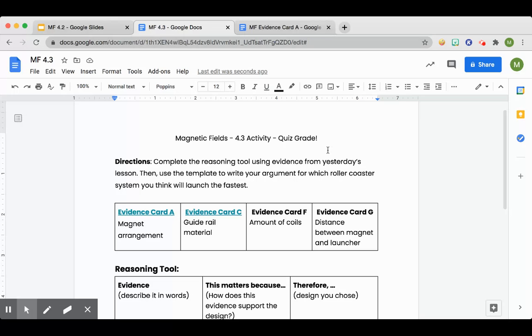And this will be your quiz grade, or count as a quiz grade for this unit. And we are almost done with this unit.